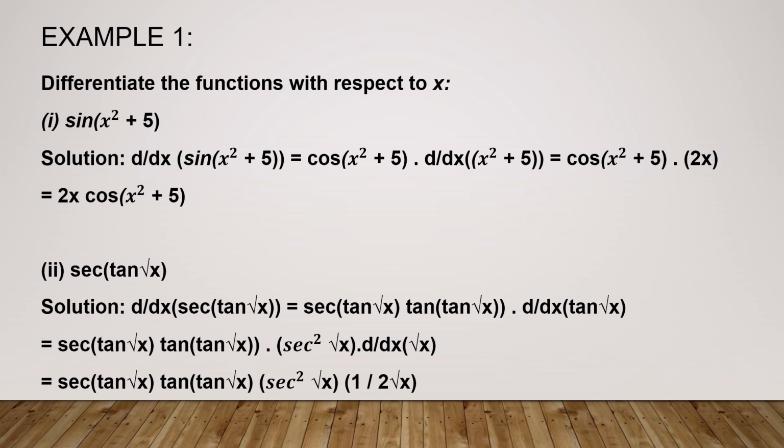Now what is the derivative of tan root x? The tan derivative is sec square. So it will be sec square root x into again the derivative of root x. So what is the derivative of root x? 1 upon 2 root x. Remember we are using the chain rule two times over here. So ultimately the derivative of the given function is sec of tan root x into tan of tan root x into sec square root x into 1 upon 2 root x.